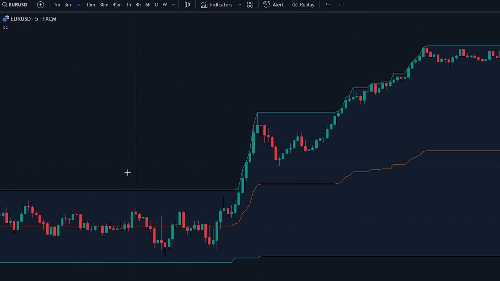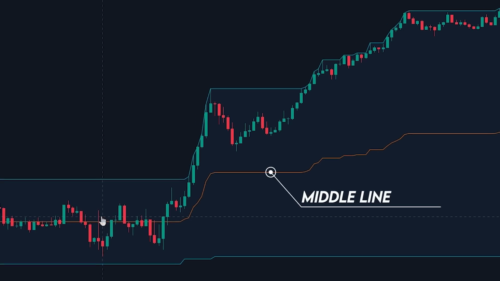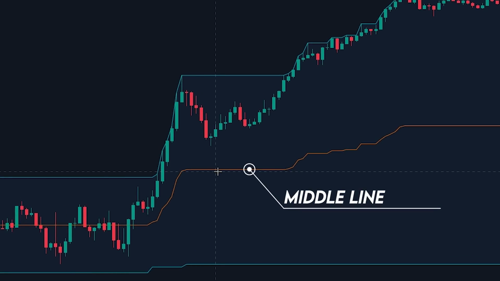The Donchian channel indicator consists of 3 lines. The first of which is the middle line, also known as the median line or the center line. This line represents the average of the highest high and the lowest low over a specific period. It acts as the baseline for the indicator and helps determine the overall trend of the market.